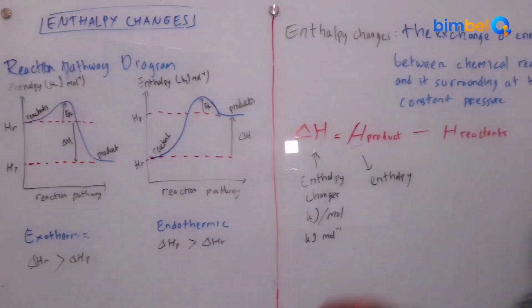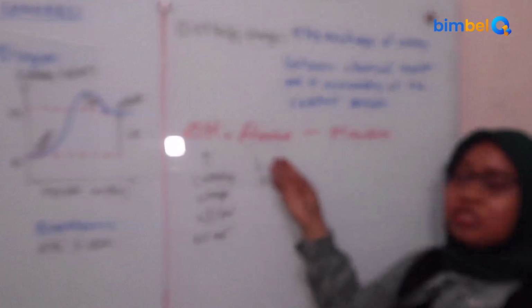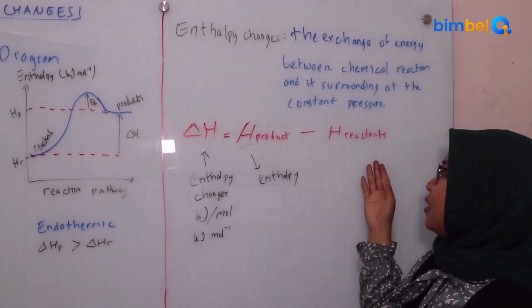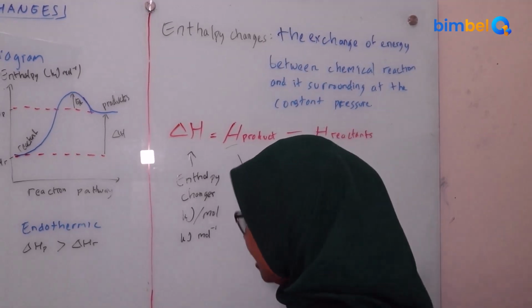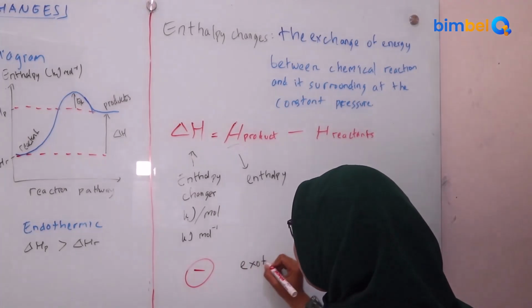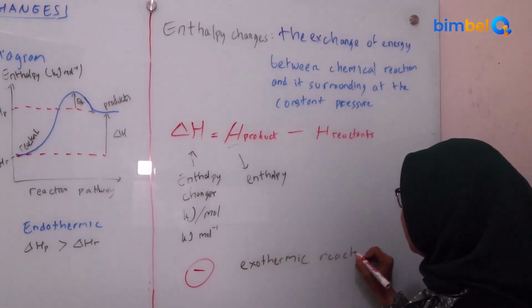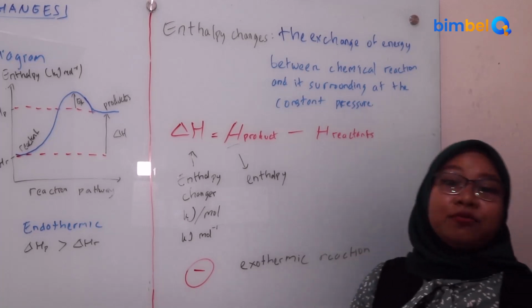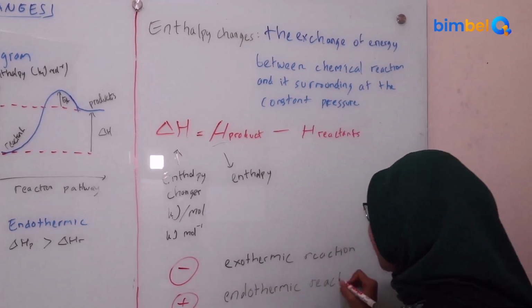And if we go back to this formula, delta H equals to the delta H products minus delta H reactant. If the result is negative, that means the reaction is exothermic reaction. Meanwhile, if the result is positive, the reaction is endothermic reaction.